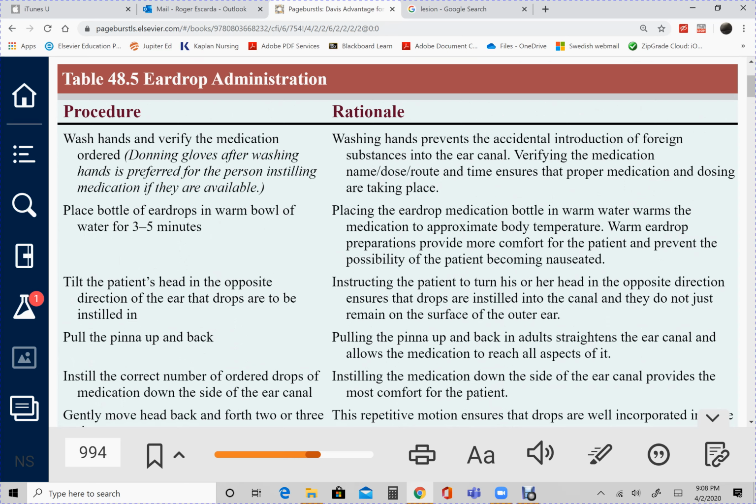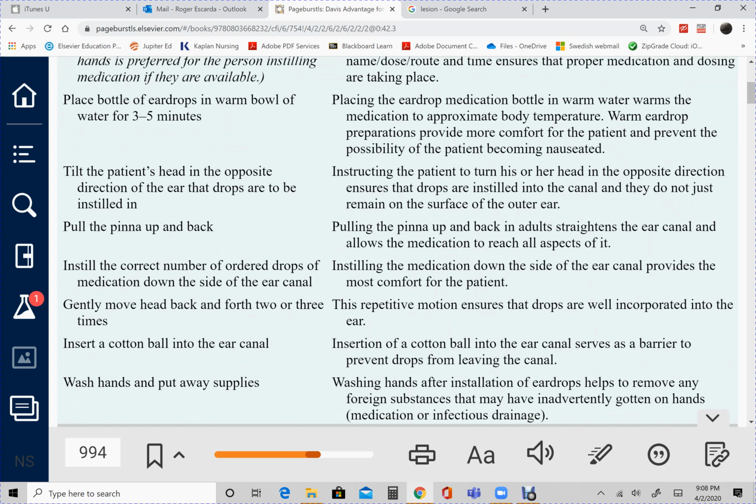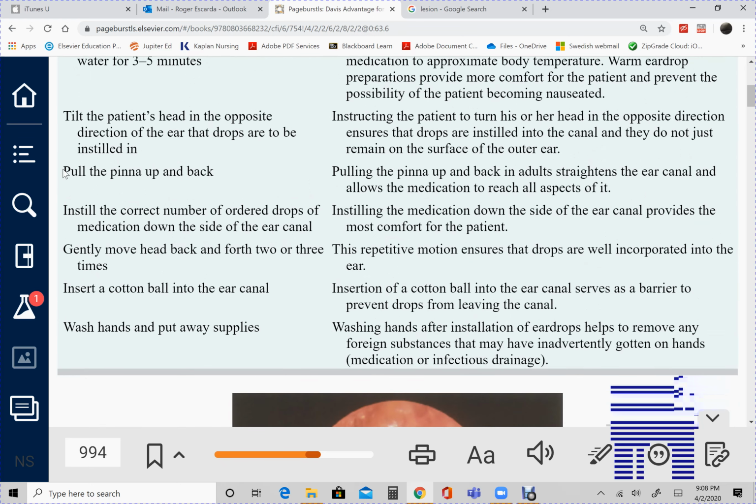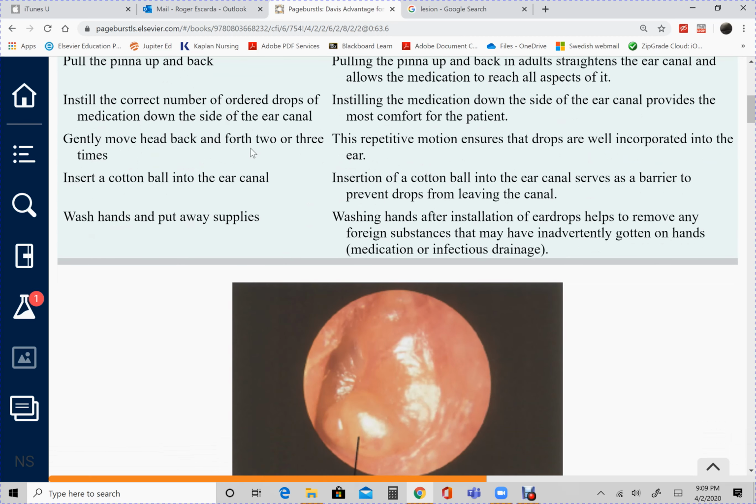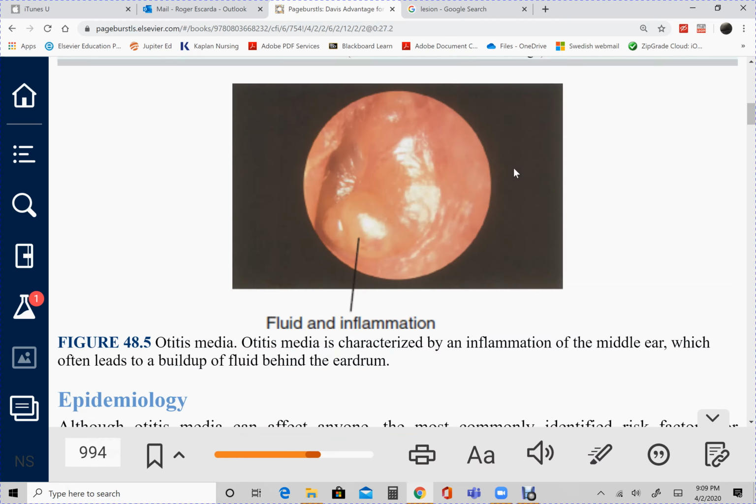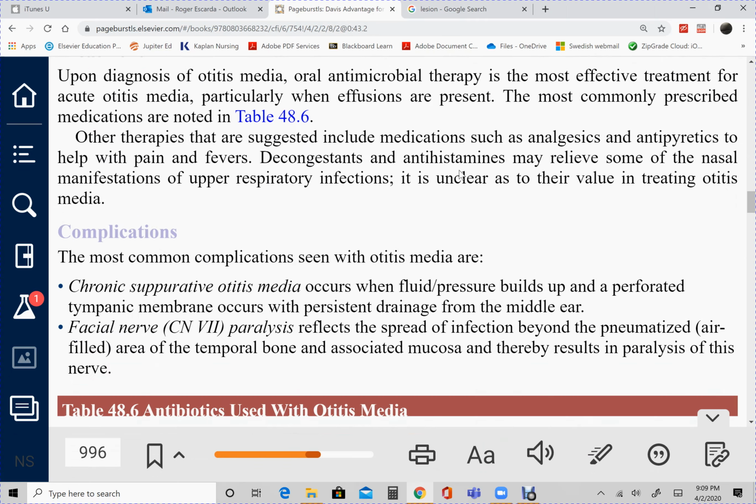Be careful with preparation, infection control, warming of the bottle, proper positioning of the patient before administration, and how you pull the ear, the pinna, the outer ear. So this is an adult, obviously, because we are pulling it up and back. For the child, it will be down and back, and including this, because they need to do that so that you spread the medication into the inner ear. And that's about it.